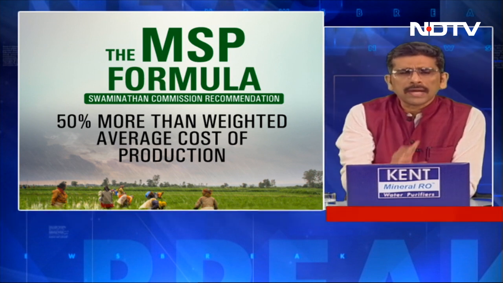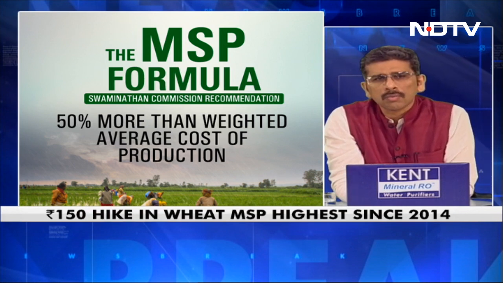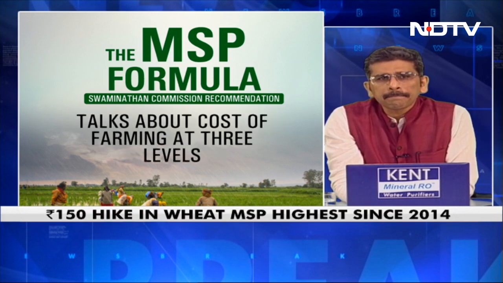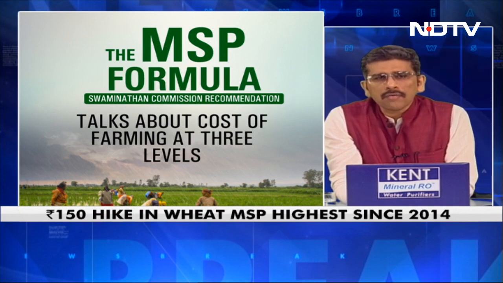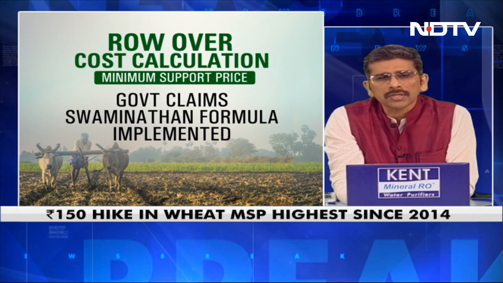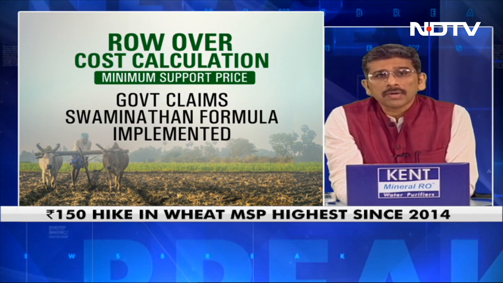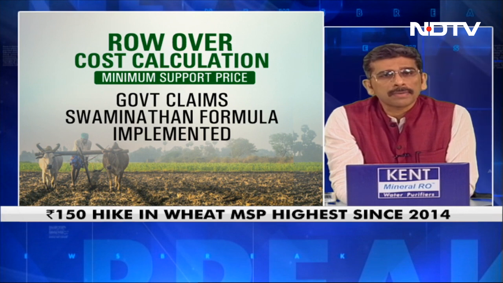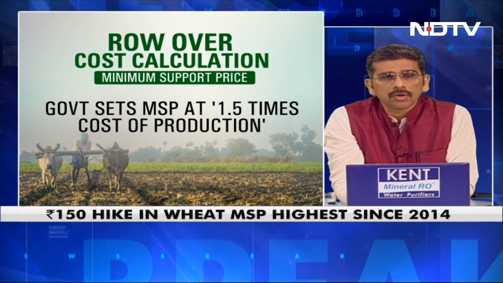Now, there's a very complicated matrix. I'm not going to bore you with the details. Those graphics will appear on your screen one by one. But let's quickly tell you what is the row over the cost calculation, which has always been the big debating point between farmer unions as well as the government. The government claims the Swaminathan formula has already been implemented and that the government has set up MSP at 1.5 times the cost of production.